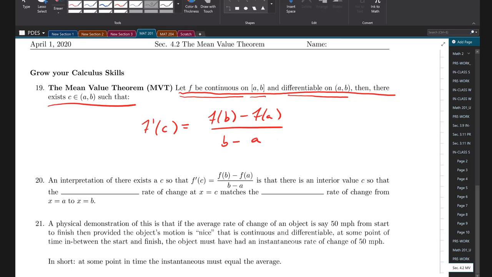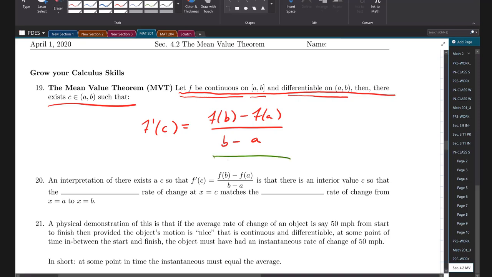On the left-hand side, does that expression look familiar? Or excuse me, on the right-hand side, does this expression look familiar? Slope. That's the slope of what? Secant line. That's the slope of the secant line. In this case, of the endpoints. And one way to think about the slope of the secant line is that it computes the what rate of change?